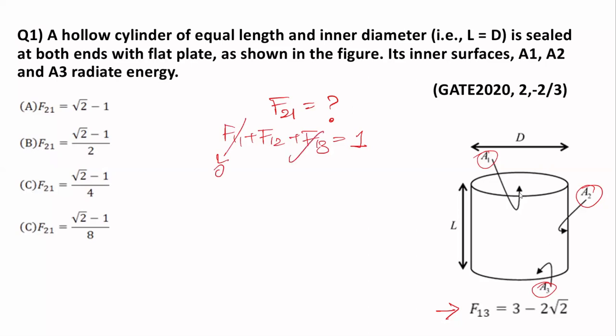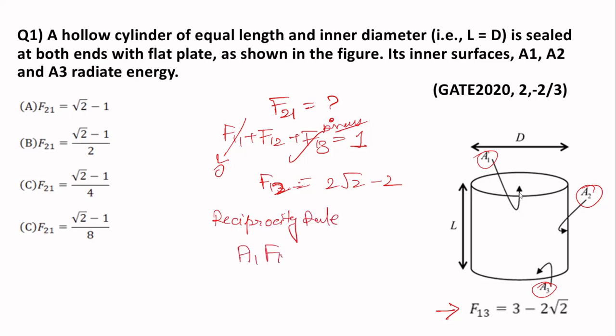F13 is known, so from this I can straight away get the value of F12, which is equal to 2 times root 2 minus 2. And then I will use the reciprocity rule, which says A1 F12 is equal to A2 F21.